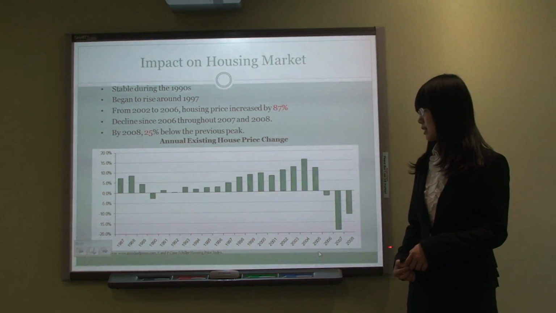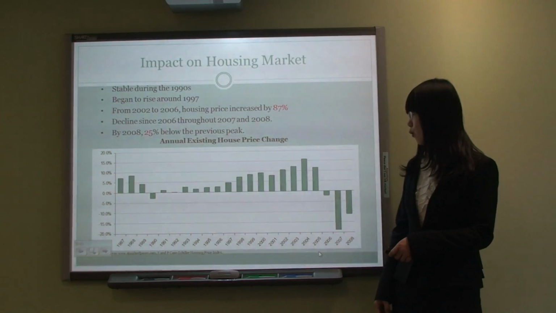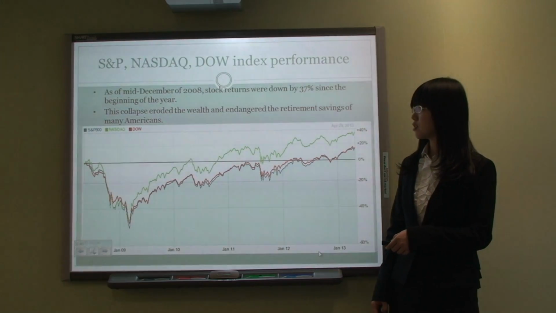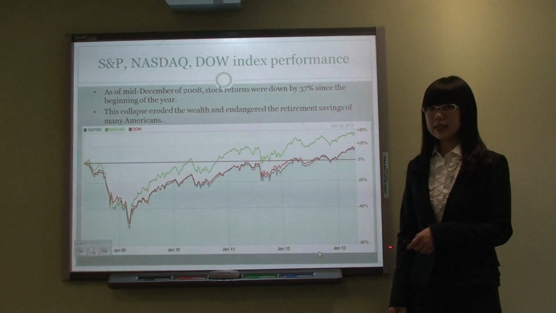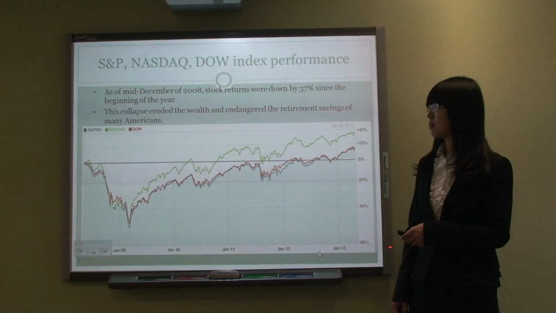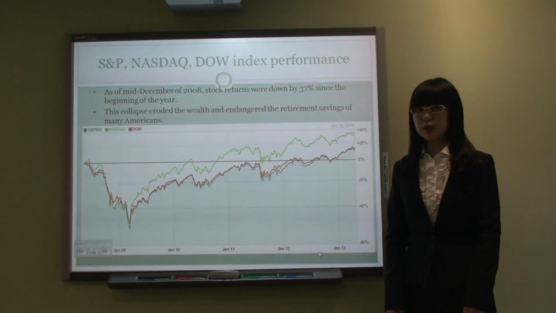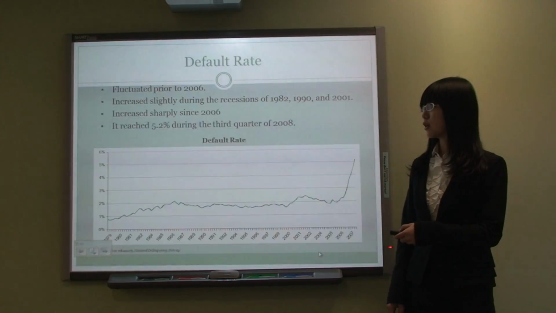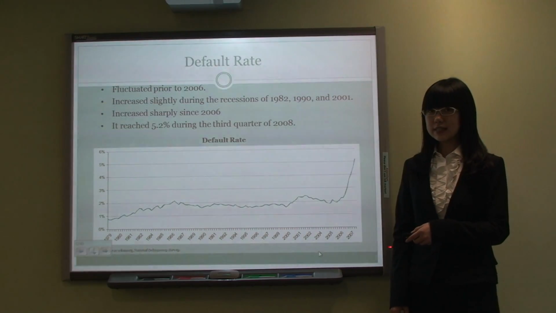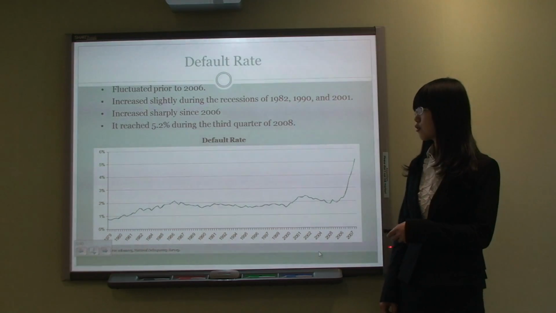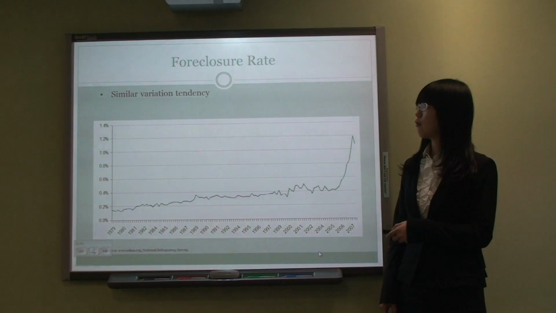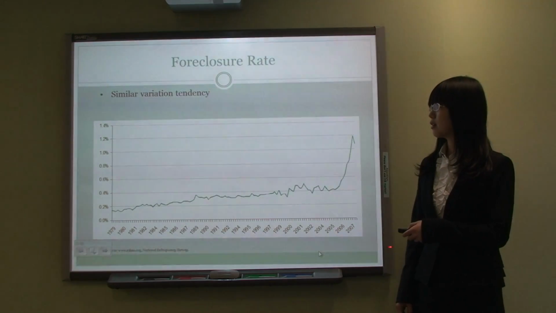After the boom turned to bust, house prices decreased sharply by a quarter in two years' time. But the impact on the stock market is even more serious. By the end of 2008, stock returns were down by 37% since the beginning of the year. The dropping value of people's wealth affected the default rate and the foreclosure rate. From the graph, we can see that prior to 2006, the default rate fluctuated and then increased sharply. The variation tendency of the foreclosure rate is similar.